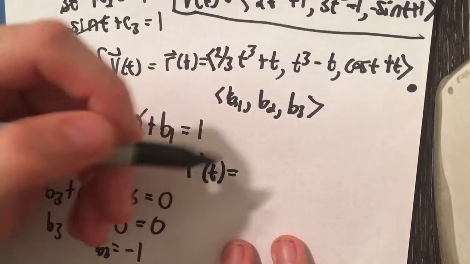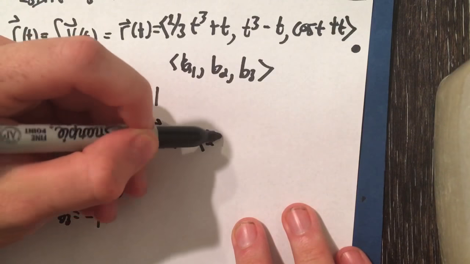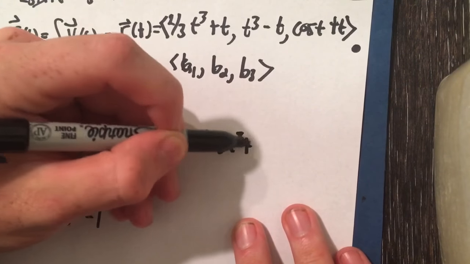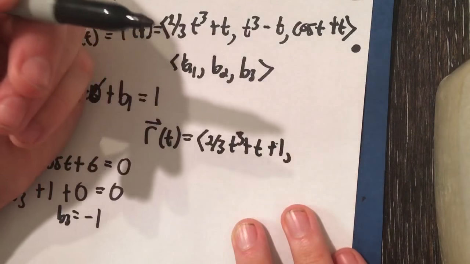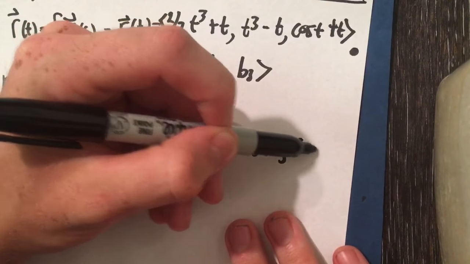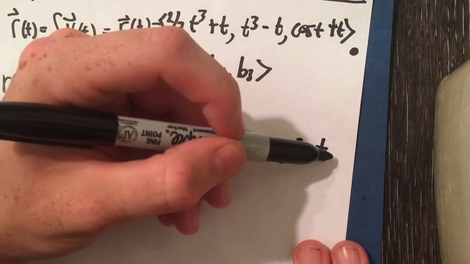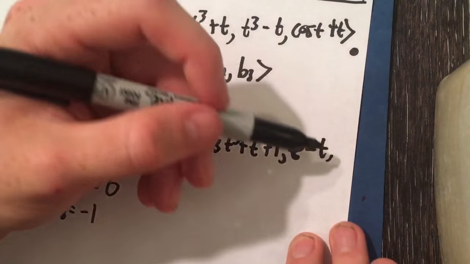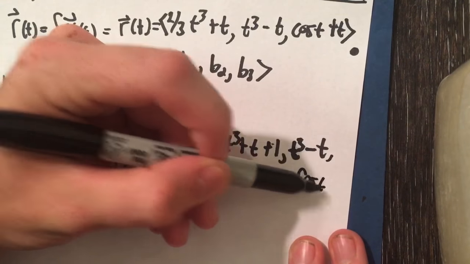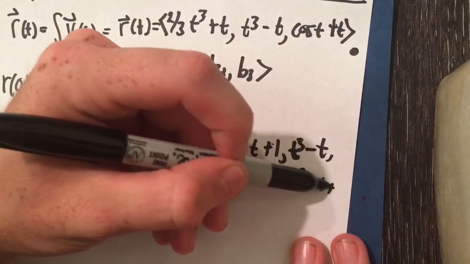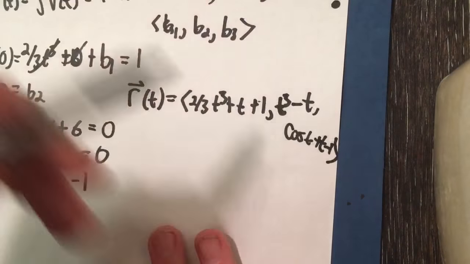is equal to 2/3 t cubed plus t plus b1, which is equal to 1, comma, t cubed minus t, and the b2 is equal to 0, so that's all we have there. And then the third component would be cosine t plus t minus 1. And that is the end of the vector equation.